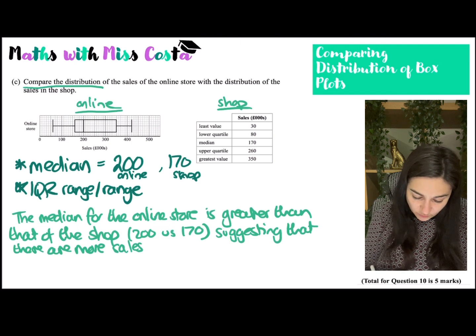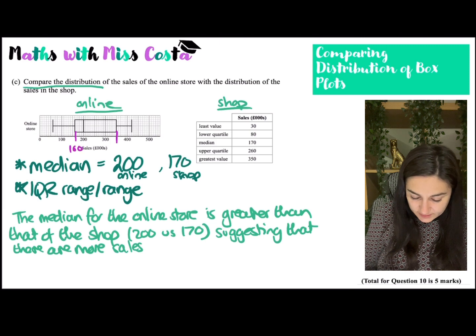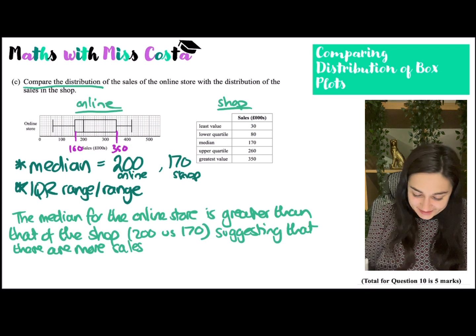So the interquartile range of this one is 160 and 350. So the interquartile range is 190.